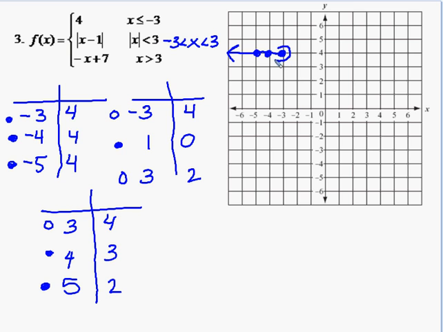Just go ahead and draw a circle over this. 1, 0, so that's our vertex. And then 3, 2, we have another open circle. So we're going to make our absolute value function here. Then our last one, we got 3, 4, it's another open circle. 4, 3, and 5, 2. We want all the values that are greater than 3, so we're going to shoot our function out this way. And that's it.